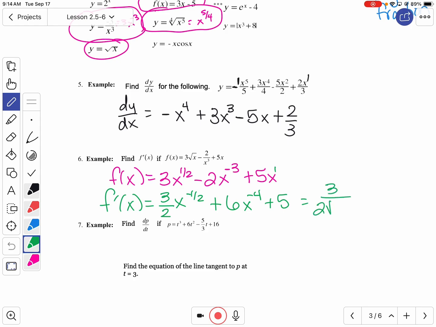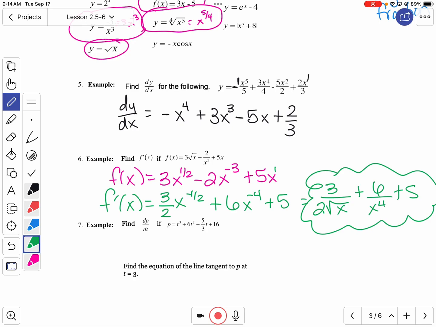3 over 2 square roots of x plus 6 over x to the 4th plus 5, okay? Why do you think they might do that on a multiple choice? I know. They would probably do it because that's how the problem started, okay? Mathematically, it's not good to leave negative. It's called a mathematical convention. I had to think of the right word.